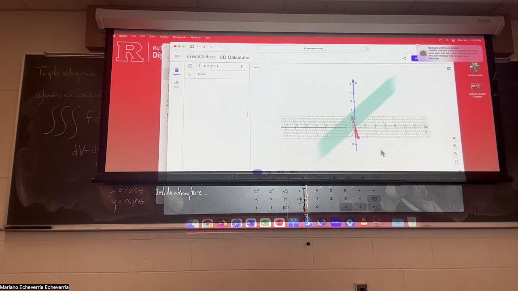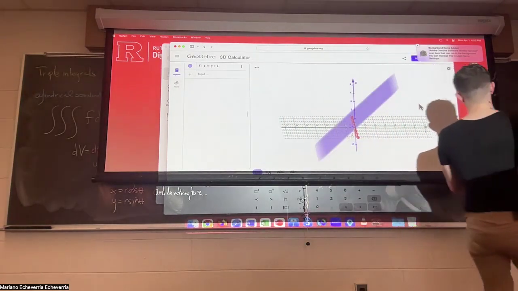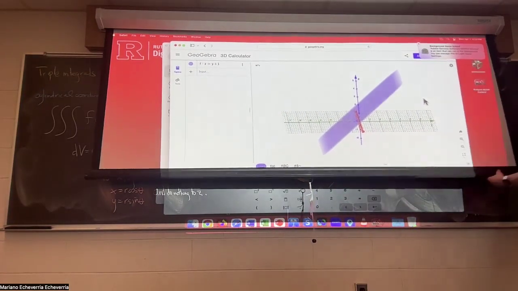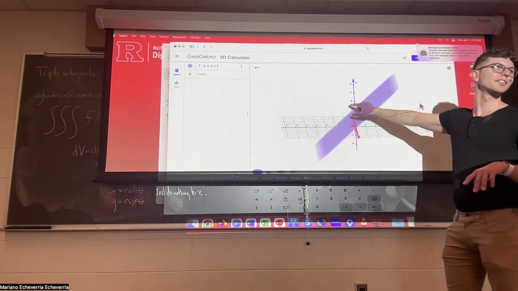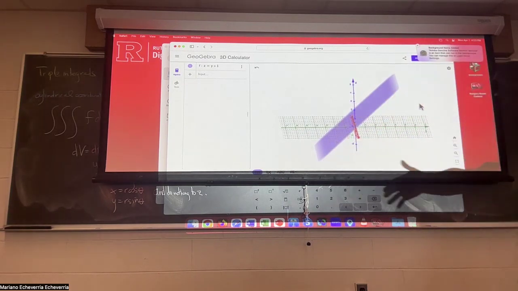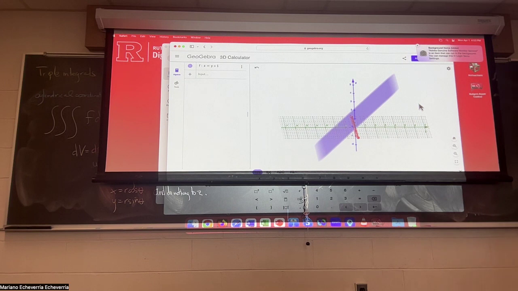I think I use purple on the board. So that is the plane. You see, it's kind of like a line. It's a line on the YZ plane. You just move it throughout the x-axis, and that's how you end up with the plane. And then you have the cylinder, which is x squared plus y minus 1 squared equals 1.